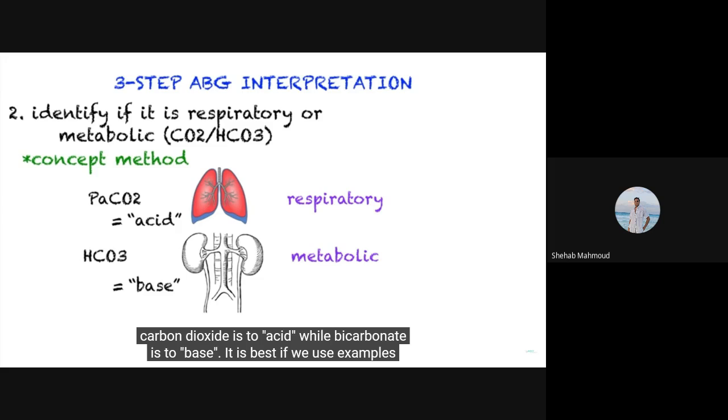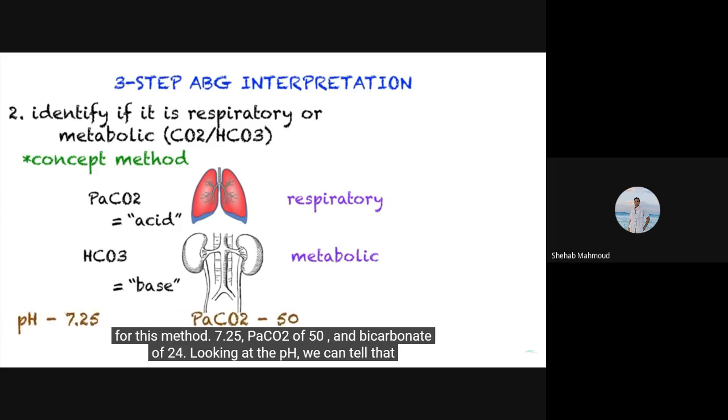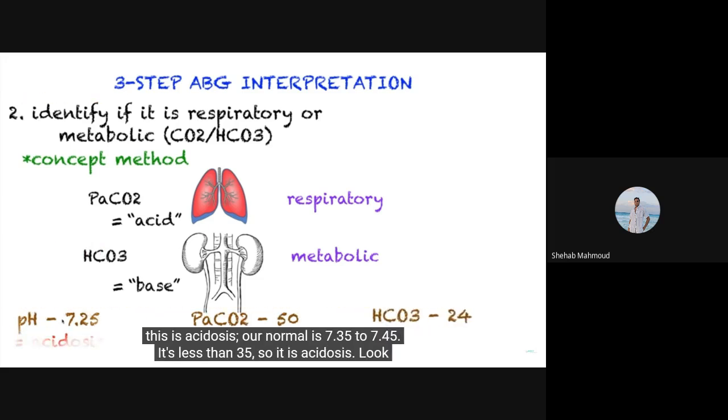It is best if we use examples for this method. pH of 7.25, PaCO2 of 50, and bicarbonate of 24. Looking at the pH, we can tell that this is acidosis. Our normal is 7.35 to 7.45. It's less than 7.35, so it is acidosis. Look at the PaCO2. It's elevated. Our normal value is 35 to 45.